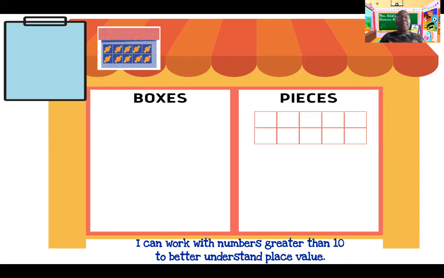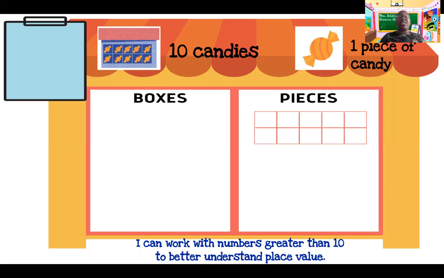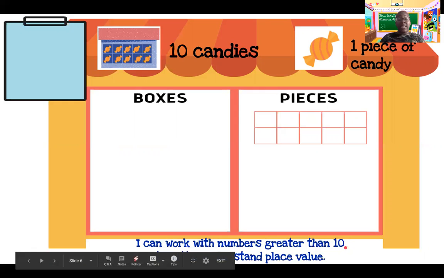Can you take a look at that box on your screen and tell me how many candies are in a box? Did you say 10 candies? That's right. Every box has 10 pieces of candy. Now, if someone wants an amount of candies that is less than 10, they have to buy them as individual pieces, and they look like this. And so one piece of candy looks like the picture on your screen. And so people can either buy candies in a box or as single pieces.